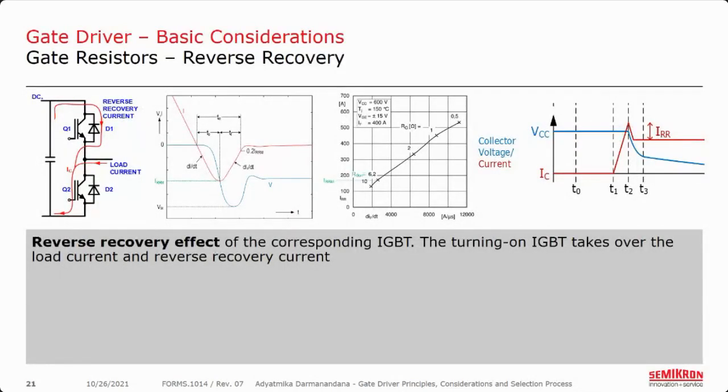The next aspect that needs to be considered is the reverse recovery effect, which is valid for most applications. Here we have an example of a half bridge. In this case, Q2 is turned on. The current through the freewheeling diode D1 starts to decrease. It decreases below 0 amps through the diode until it reaches the maximum reverse recovery current, the IRRM, as you see here.